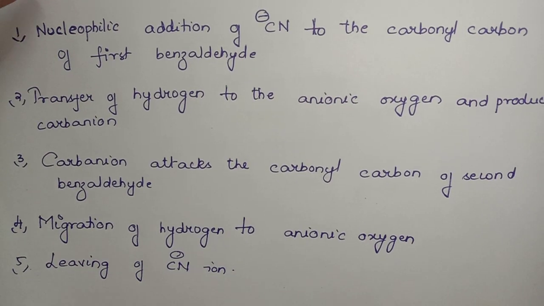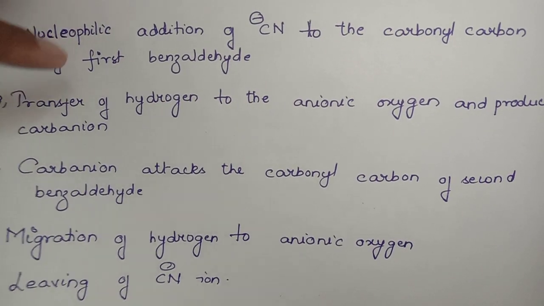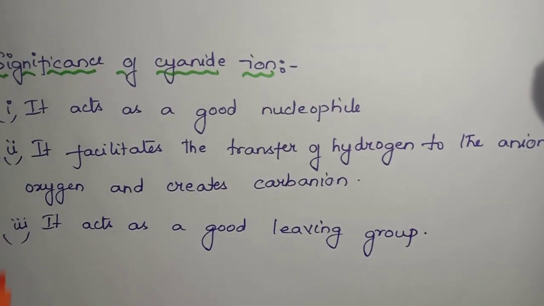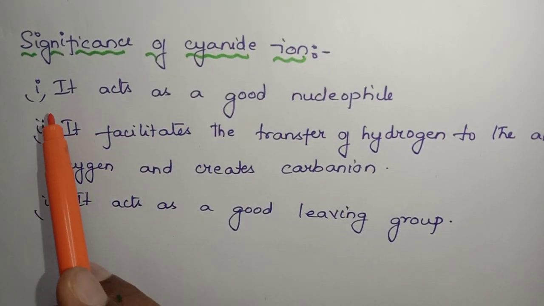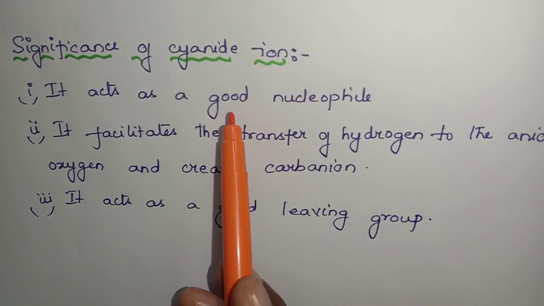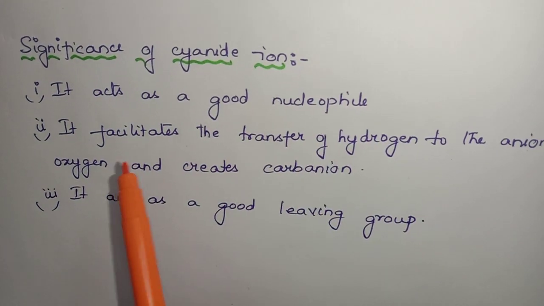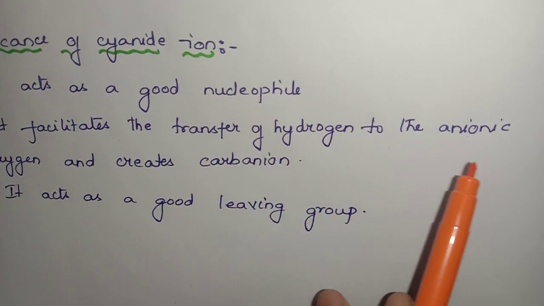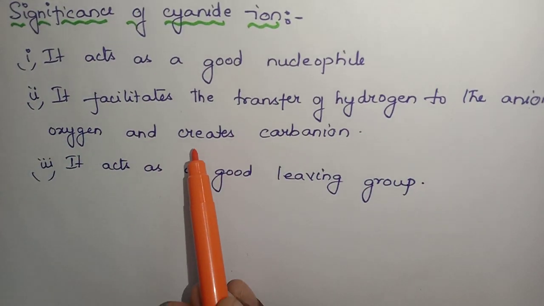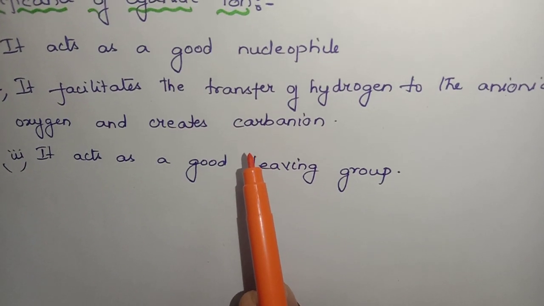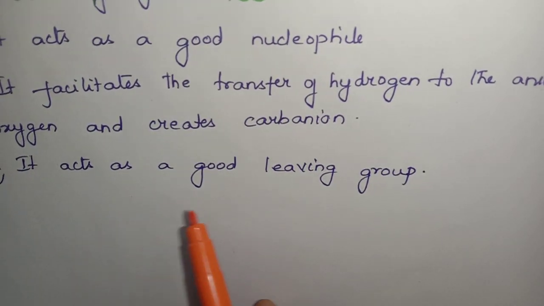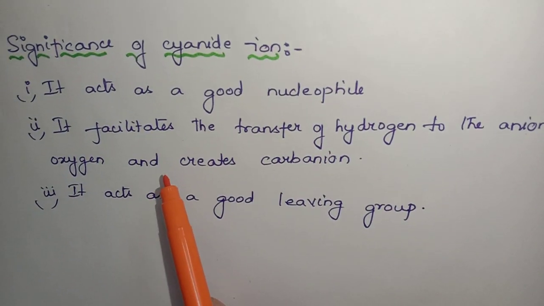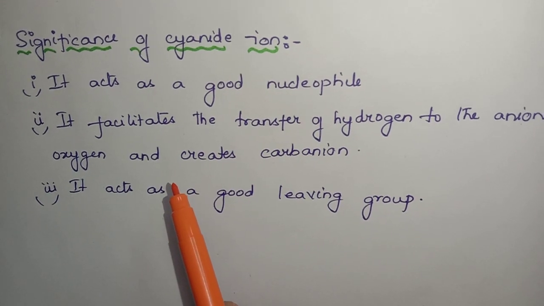Okay. And after writing these points, you should also mention the significance of cyanide ion. Okay. So, this cyanide ion behaves as a good nucleophile. It also facilitates the transfer of hydrogen to the anionic oxygen and creates carbanion. And third point, it acts as a good leaving group. Okay, so you should write down all these points when you are asked about benzoin condensation.